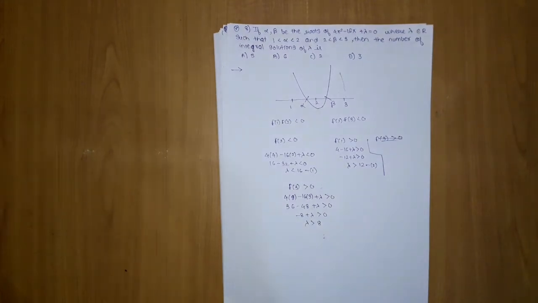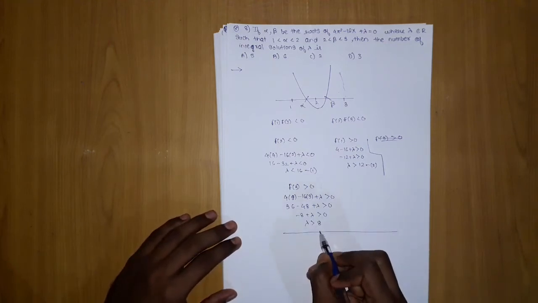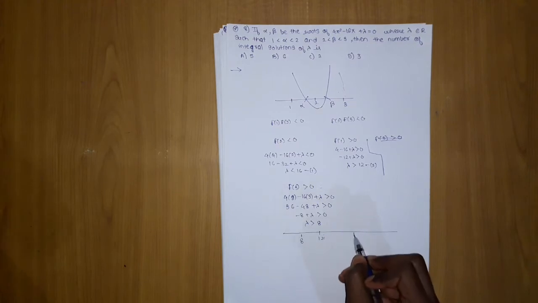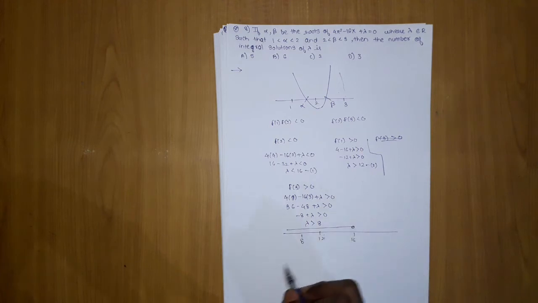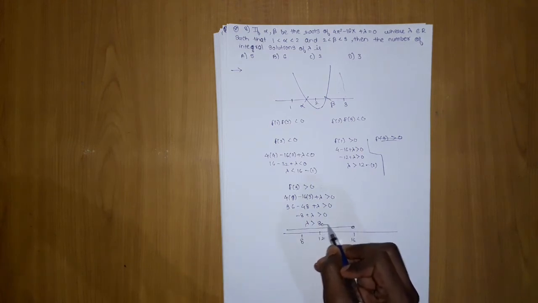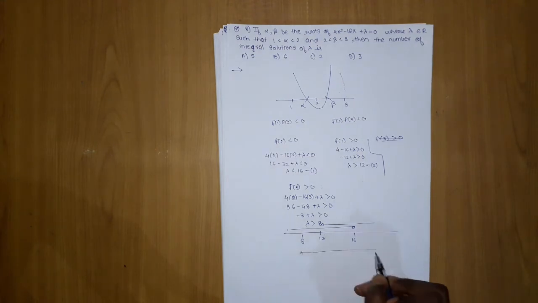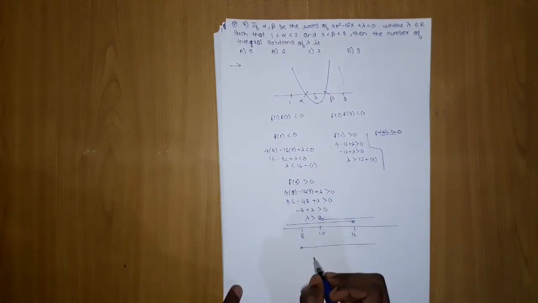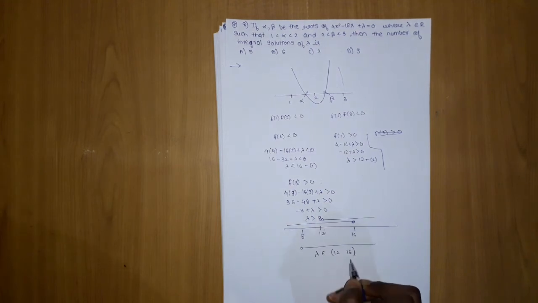Okay, now let's just understand what we have done till now. The first condition tells lambda will be less than 16. The second condition, lambda greater than 12. The third condition, greater than 8. So lambda will belong from 12 to 16.